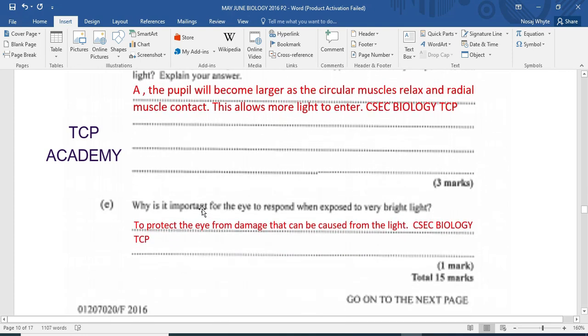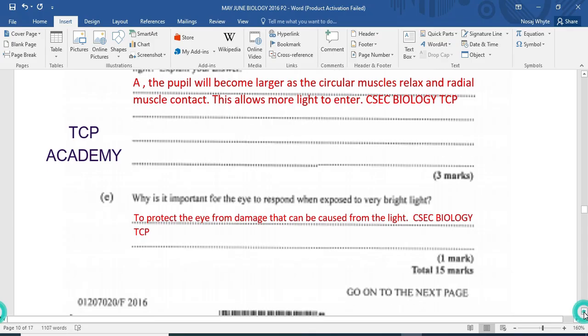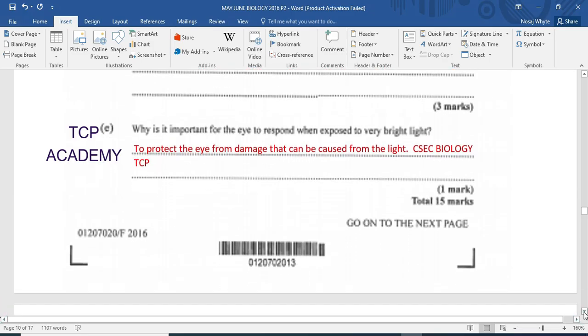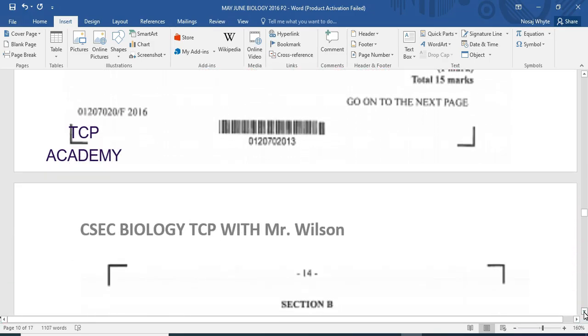Why is it important for the eye to respond when exposed to very bright light? You have to protect the eye from damage that can be caused by this light. So heavy light entering the eye will damage the light sensitive cells. You really don't want that to happen, so the eye needs to respond in order to protect itself.